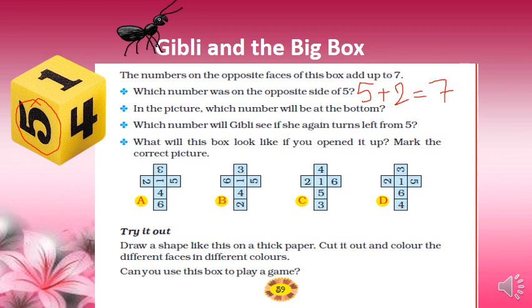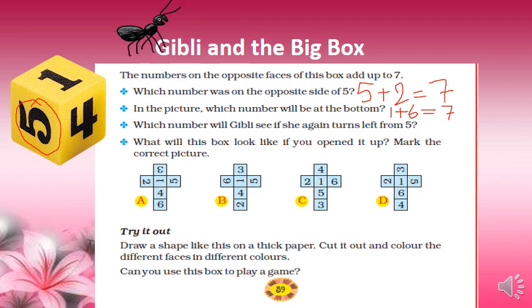Next, in the picture, which number will be at the bottom? At the top we have 1. 1 plus the other number we need to find should get us 7. So which number is it? 6 plus 1, we know that clearly, is 7. So the number at the bottom is 6.